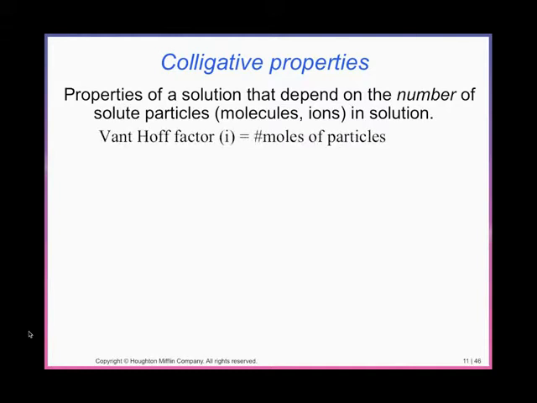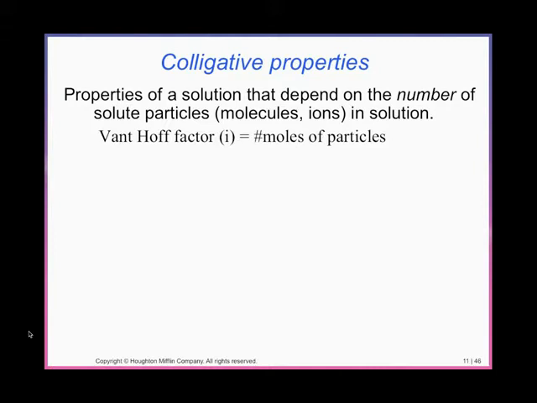One of the things that we have to figure out when we do our colligative properties is find the number of moles of particles, which we're going to be getting from just the formula. So it's really the number of moles of particles per mole of solute. And this is called the Van 't Hoff factor. The symbol is a small i.